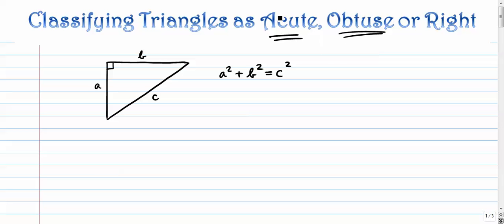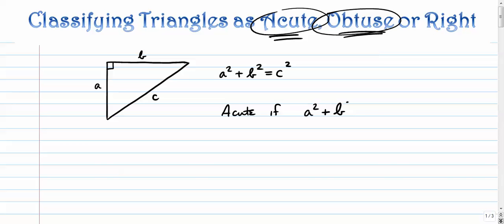If it's not right, it has to be one of these two things. All right, and that's what we're going to do right now. We're going to classify triangles into the categories, whether they're acute, obtuse, or right. The basic rule is a triangle is acute if the A squared plus B squared part is bigger than the C squared. And it's obtuse if, you can write this a couple different ways, I always like to do it this way, if the C squared part is bigger than the A squared plus B squared.